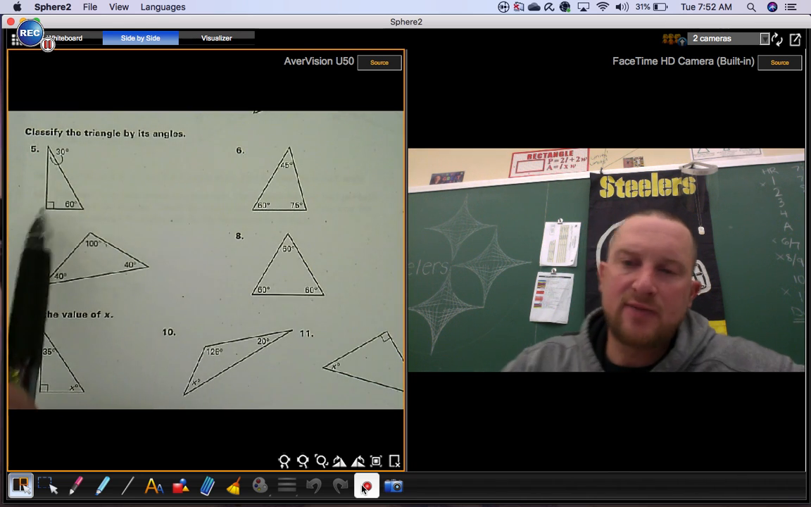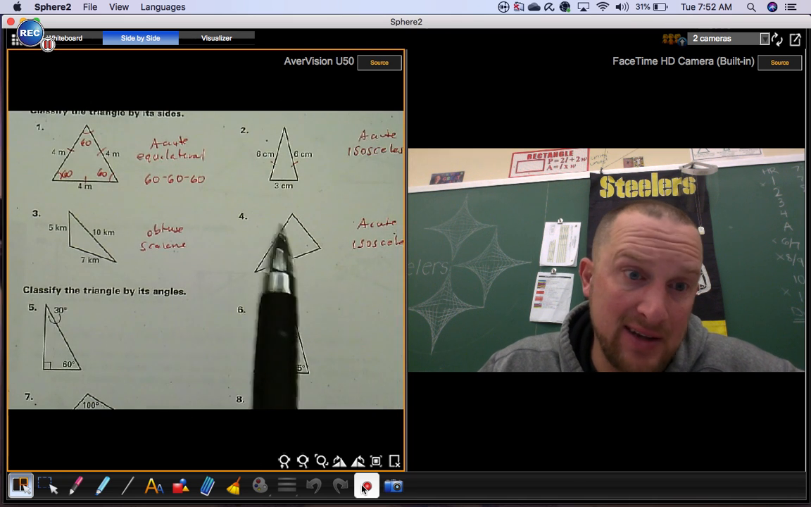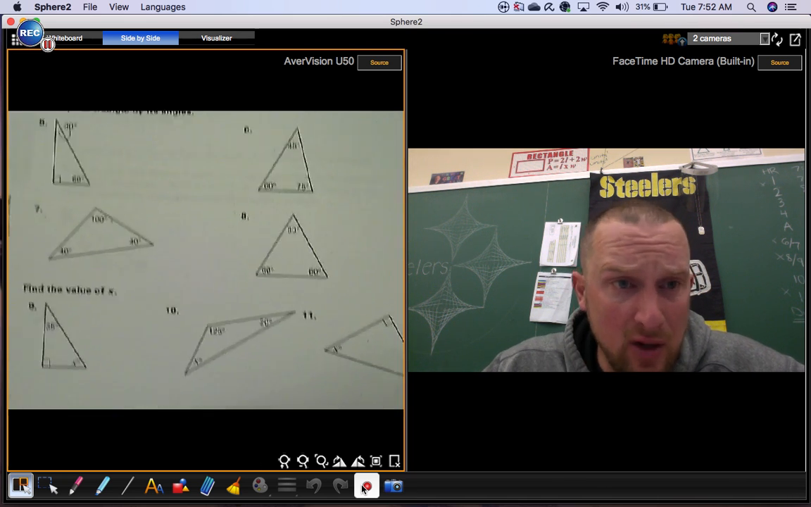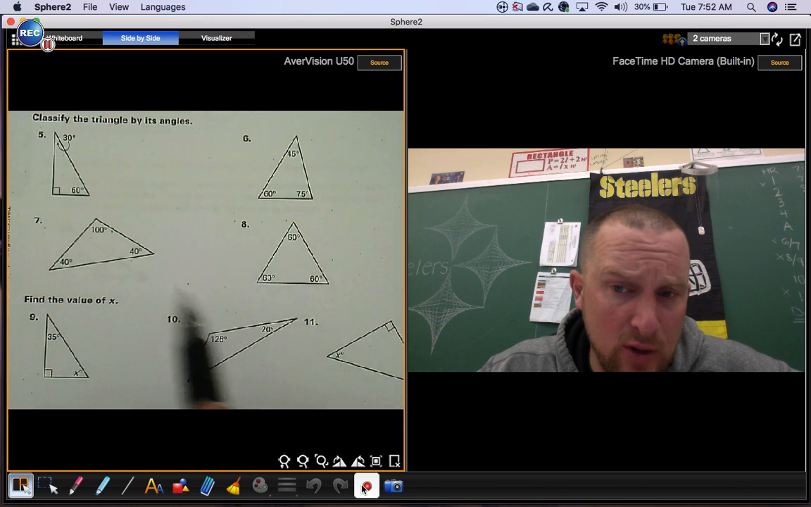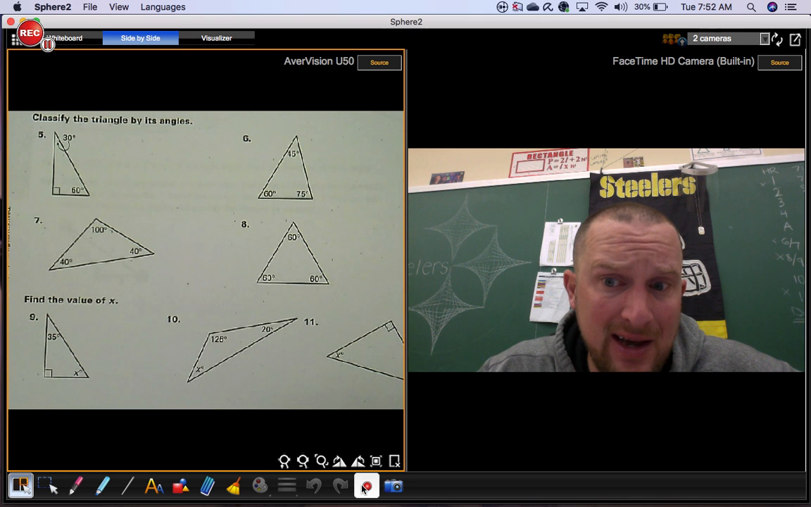They want you to classify these triangles by their angles now. So up here we classified by their sides, and in turn we actually were classifying them by their angles as well. But here they're giving you the angles, and they want you to classify the triangle by angle. Now I'm going to show you how to classify by side also, even when you only have the angle measures.